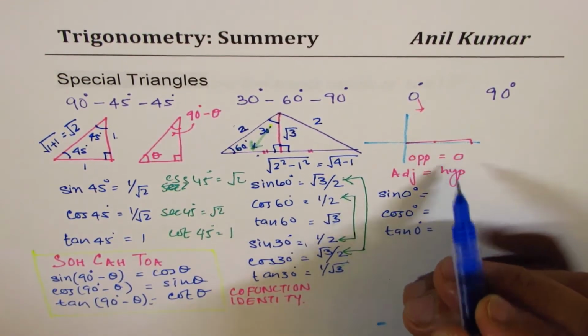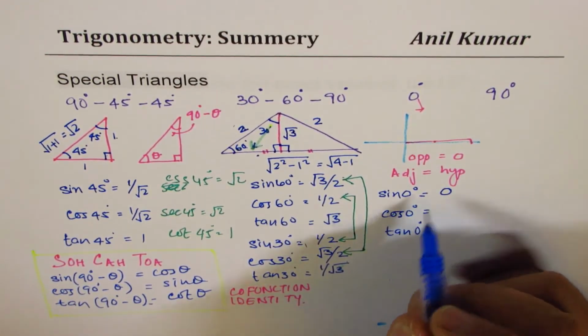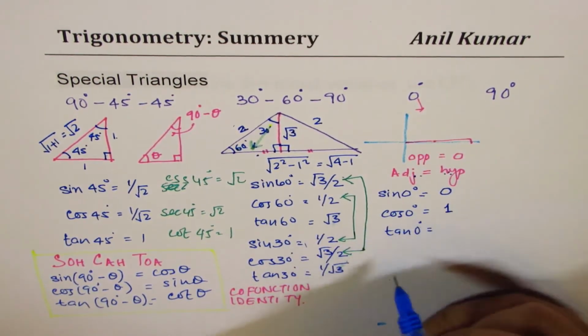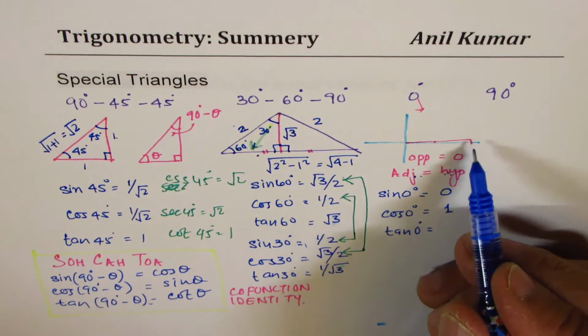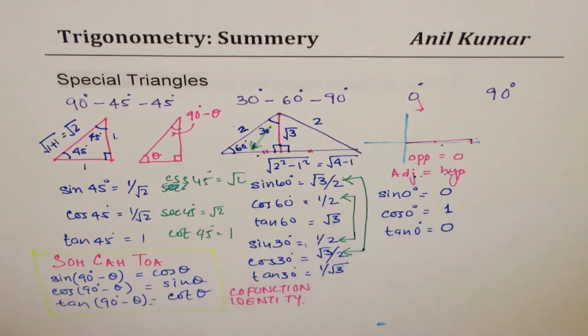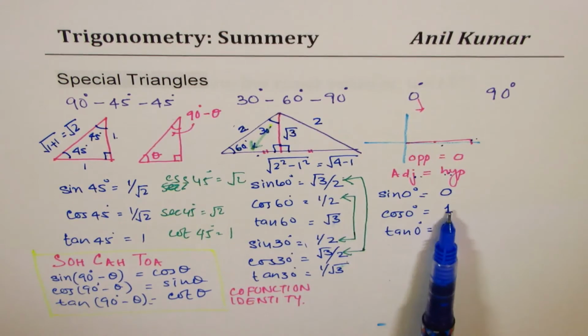Since the opposite side is 0, sine 0 will be 0. Since adjacent and hypotenuse are the same, cos 0 will be 1, and tan is opposite over adjacent, 0 over anything is 0. Do you get it? So that is a very important thing to remember. For 0 degrees, sine is 0, cosine is 1, tan is 0.